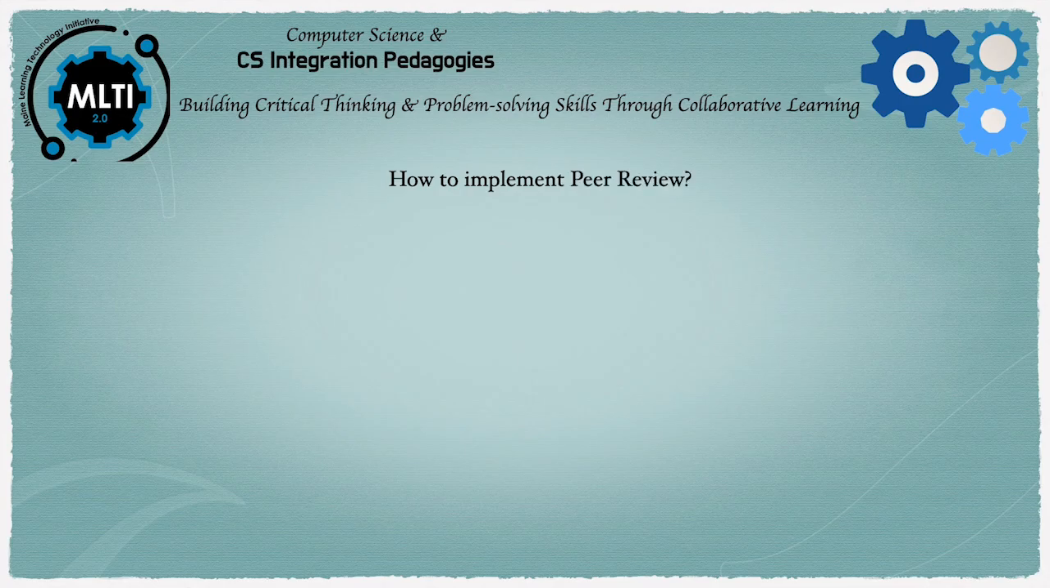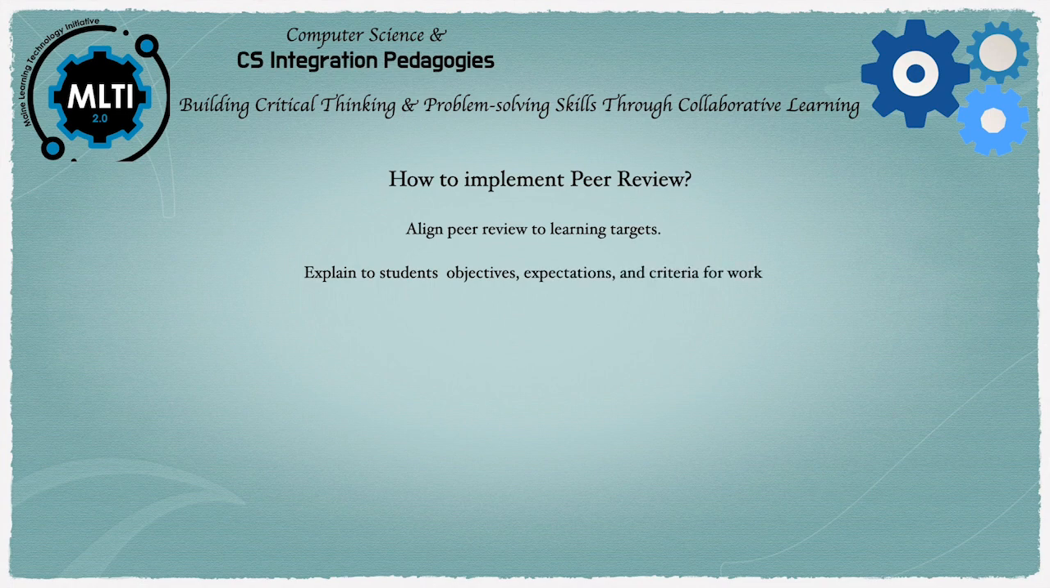In addition, students should be clear about what the peer review will achieve, why they are doing it, how they will benefit from it, and what is expected from them. Teachers need to explain to students objectives, expectations, and criteria for work. Develop and clarify assessment criteria by using rubrics. Provide adequate questions.